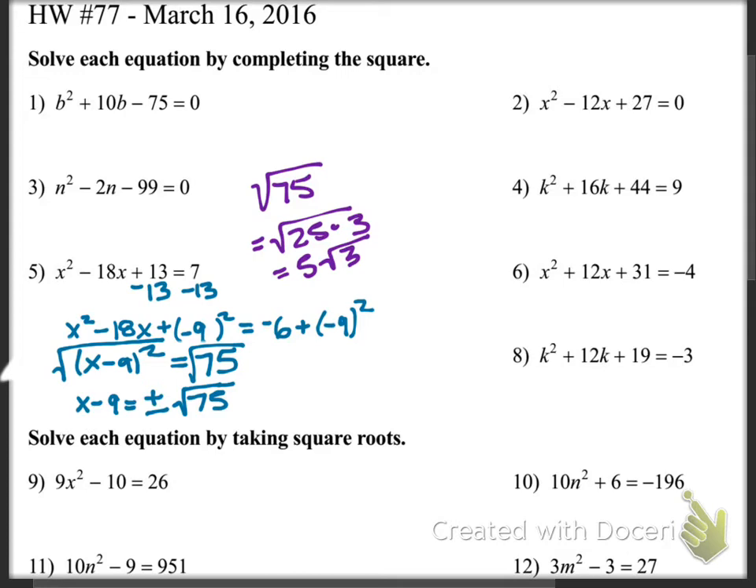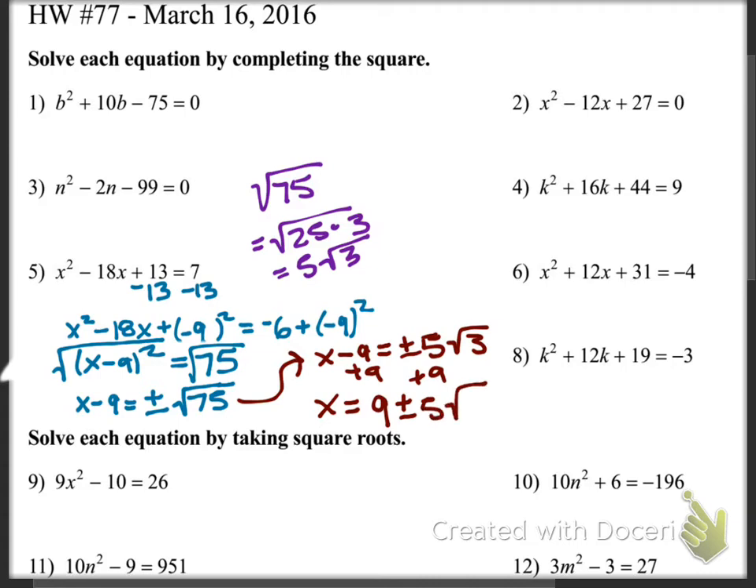Okay, so for my two equations, which I really just combined into one here, I want this to be x minus 9 equals plus or minus 5 root 3. And then I'd add 9 to both sides. That gives me x equals 9 plus or minus 5 root 3. So that would be my final answer for this one, for number 5 from homework 77.